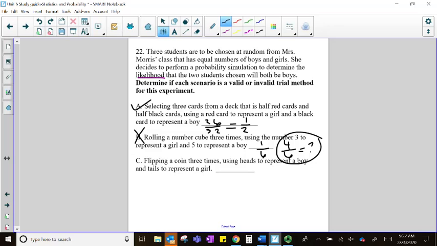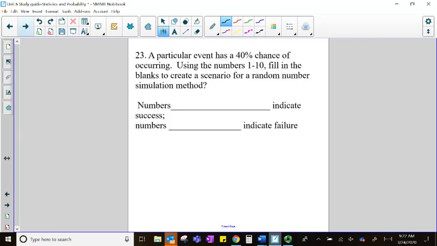Flipping a coin 3 times, using heads to represent a boy and tails to represent a girl. Both heads and tails have a 1/2, 50-50 chance, no extra going on, so that is a valid experiment. Our particular event has a 40% chance of occurring.